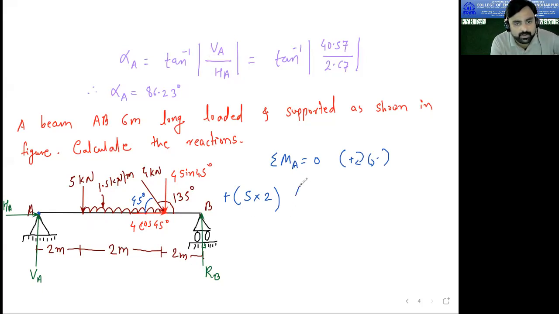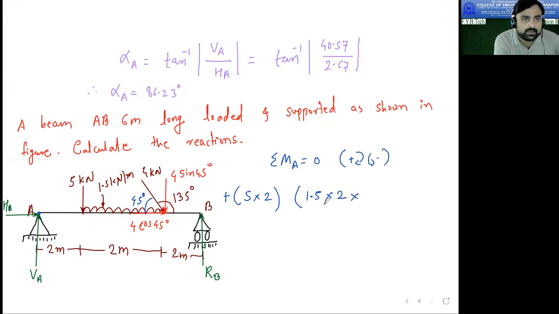So how to convert that? It is 1.5 into 2. This is not a moment still. This is only the conversion of UDL into the point load.